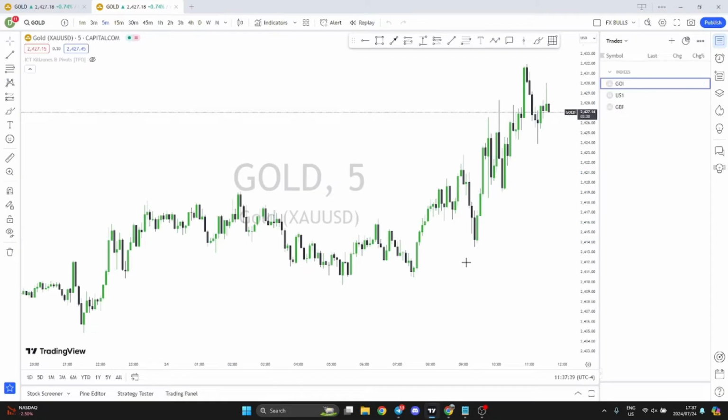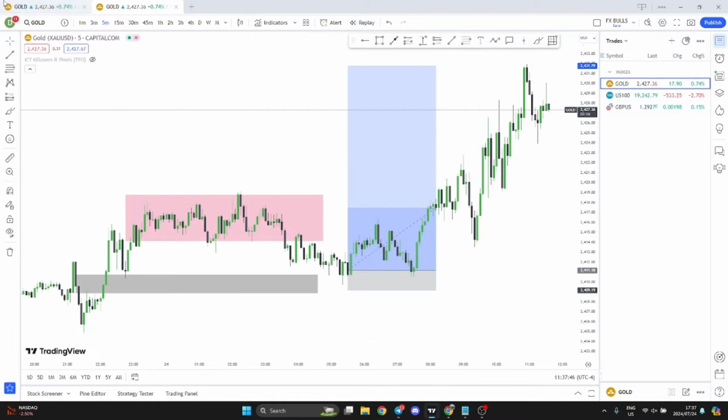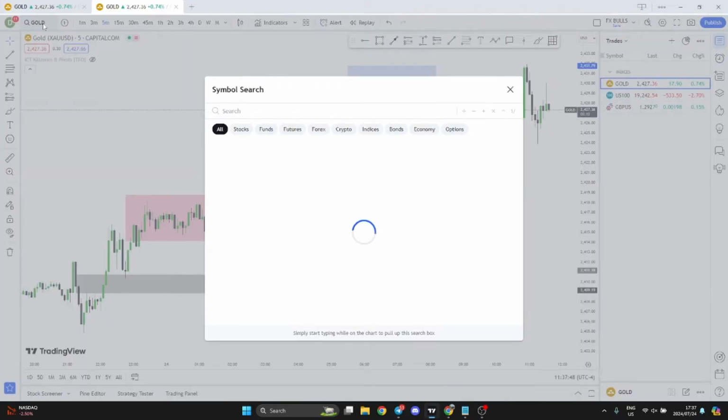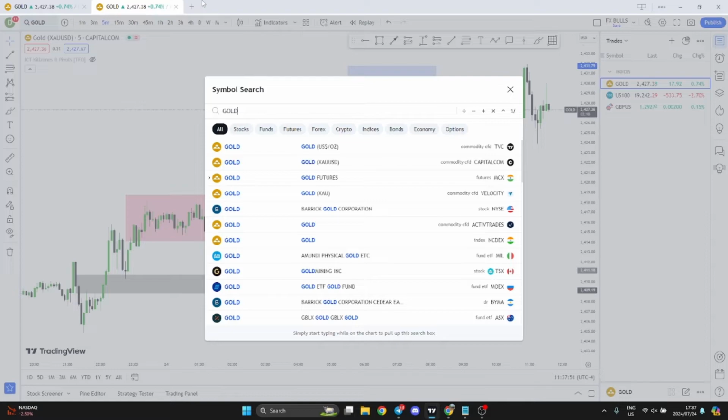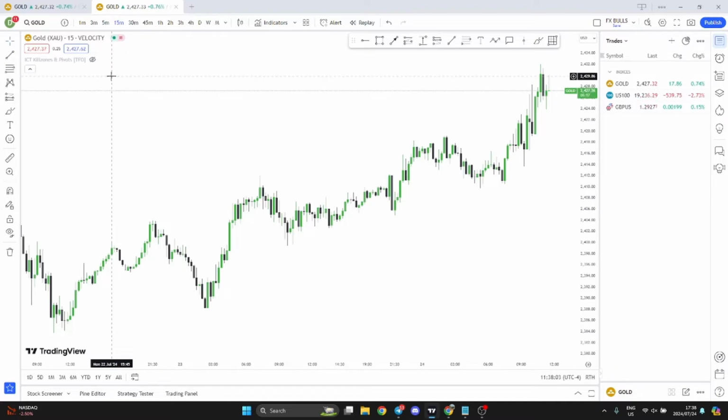So let's get a new gold chart running here. Okay, so let's just put the watermark off. Let's get a clean chart. So gold, where am I? I'm on capital.com. Let's use this one. Is this one okay? Yeah, this one's okay. So you can either do it on a 5 minute or 15 minute. I've seen success on both time frames. You'll need to see which one works for you the best.